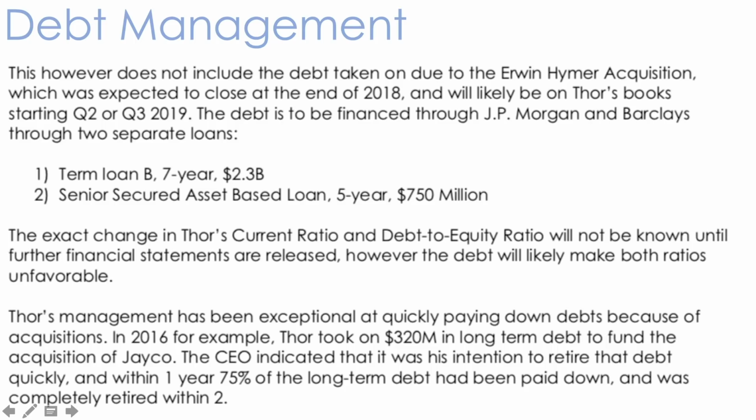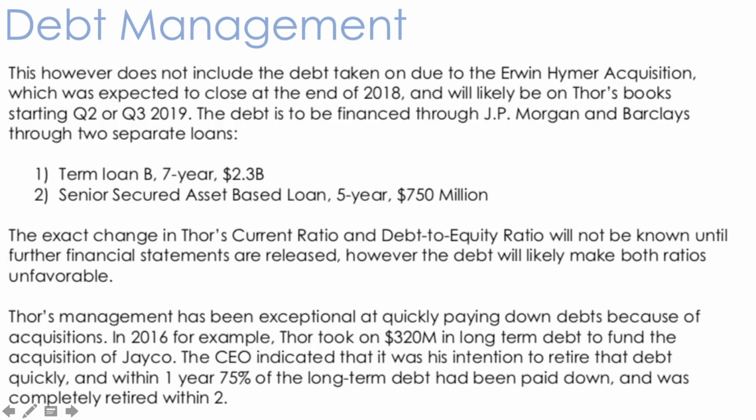However, that total liabilities number does not take into account the debt that they're taking on due to the Erwin-Hymer acquisition, which is quite a large amount of debt. So this, I've written here that it's expected to close at the end of 2018. It just closed at the end of January 2019. So it will be on their books either in the second quarter or the third quarter of 2019.